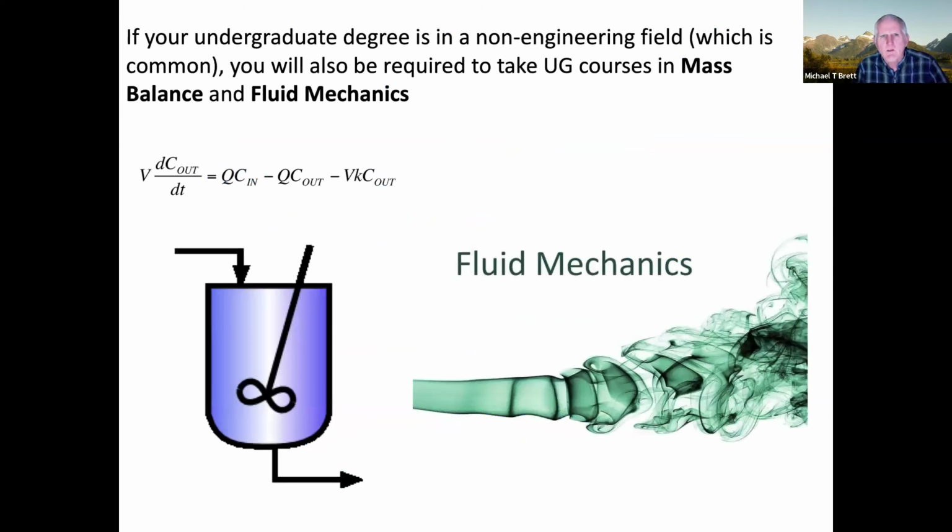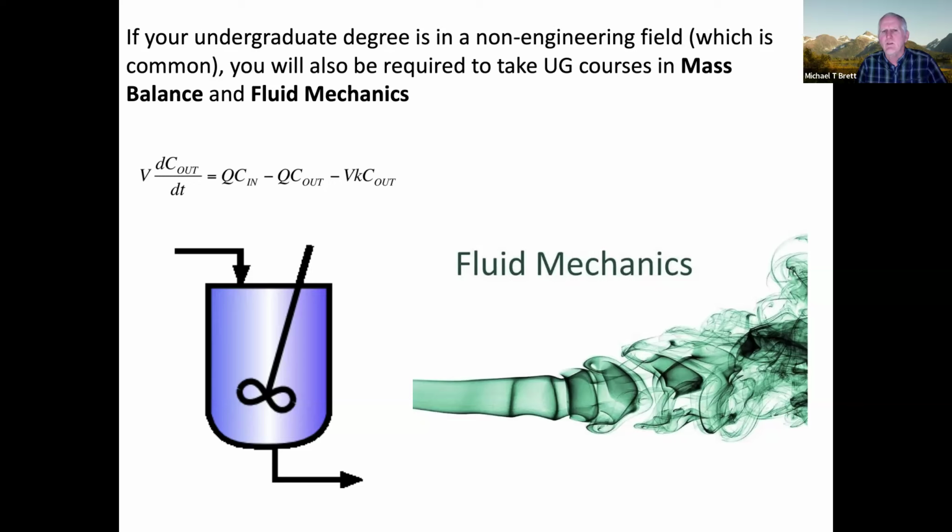One thing I want to throw out there is that, at least in the environmental group, probably about half of the people that apply to our program are coming from undergraduate degrees outside of civil or environmental engineering. And if you come from outside of civil or environmental engineering, then we require students to take 2 classes, one in mass balance and the other in fluid mechanics.